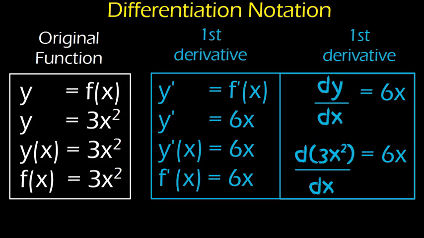So whenever you see the little apostrophe, or you see dy dx, all it means is it's been differentiated. They found the slope at a certain point, or they found the slope generally for all values of x.